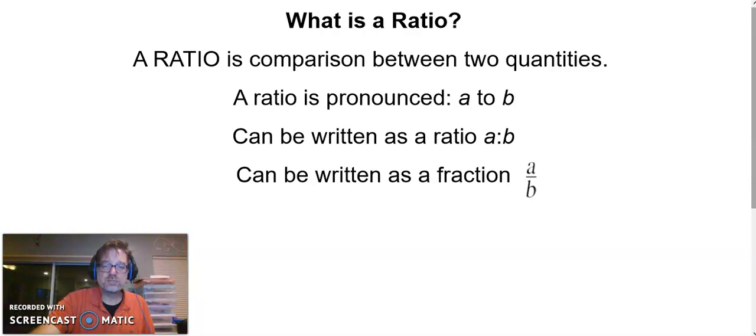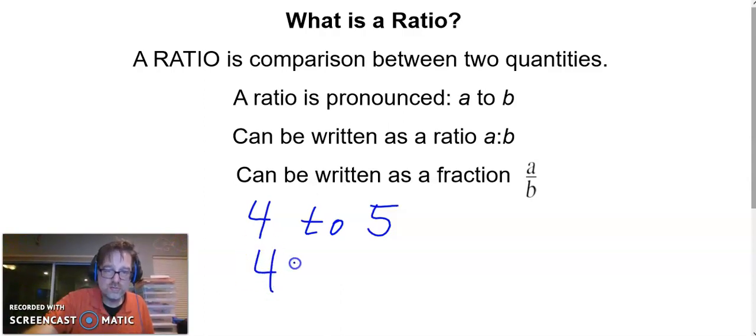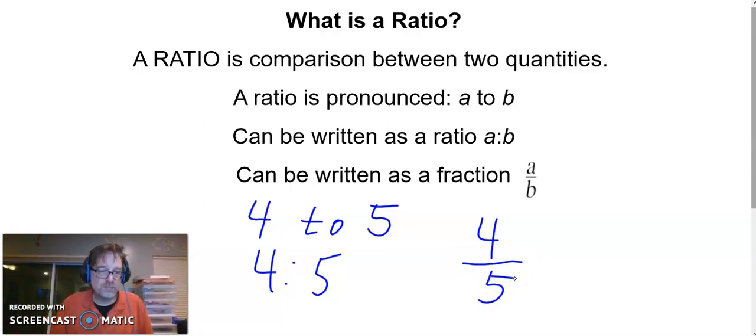So if I wanted to compare the values of 4 to 5, that's a ratio. Like 4 cars to 5 violins, 4 dogs to 5 cats, 4 teachers to 5 aides, 4 teachers to 5 students, whatever, 4 to 5. We could also write that as the ratio 4 to 5, and then of course as a fraction, and this is how we're mostly going to write it, 4 over 5. All of those are saying the same thing. All of those are ratios. So it's just a comparison between two numbers.